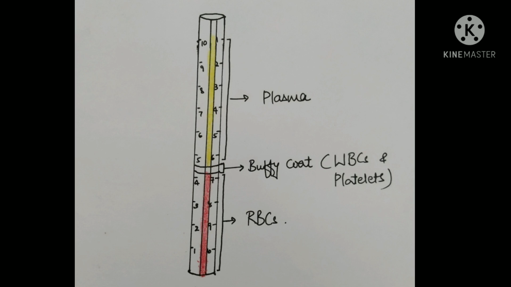Another question: is there any difference in the packed cell volume of arterial and venous blood? Answer: RBCs are swollen in the venous blood due to chloride shift, and this is why packed cell volume of venous blood is normally 3% greater than that of arterial blood.